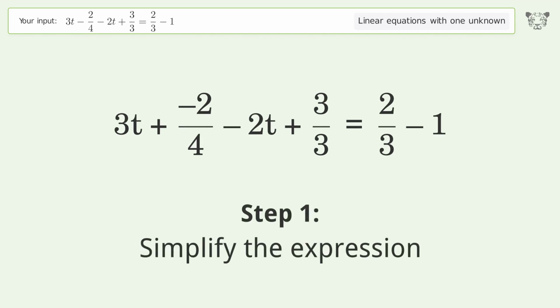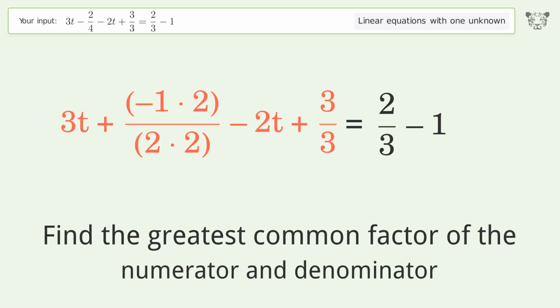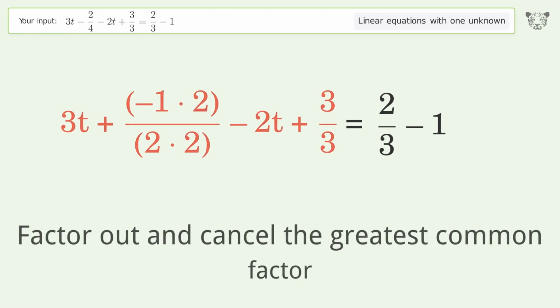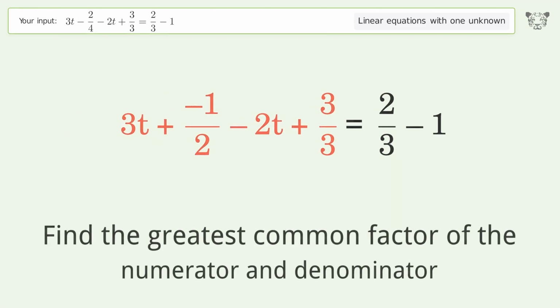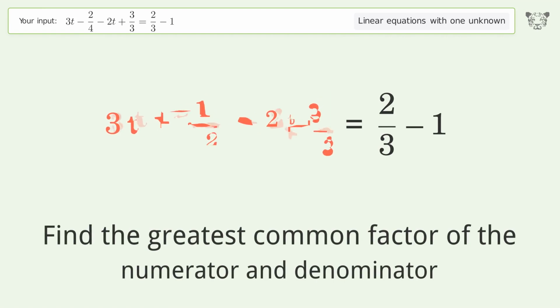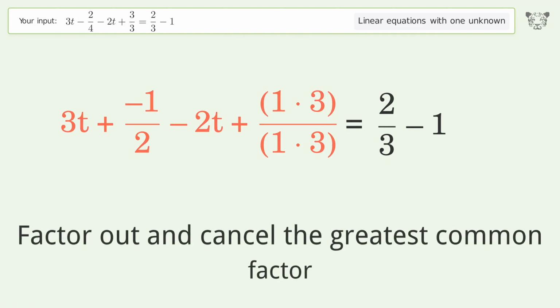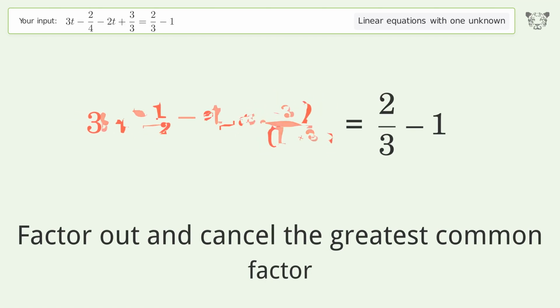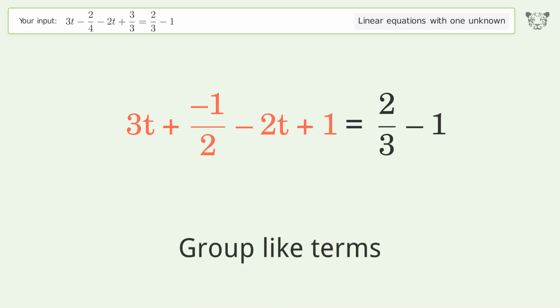Simplify the expression. Find the greatest common factor of the numerator and denominator. Factor out and cancel the greatest common factor. Find the greatest common factor of the numerator and denominator. Factor out and cancel the greatest common factor. Group like terms.